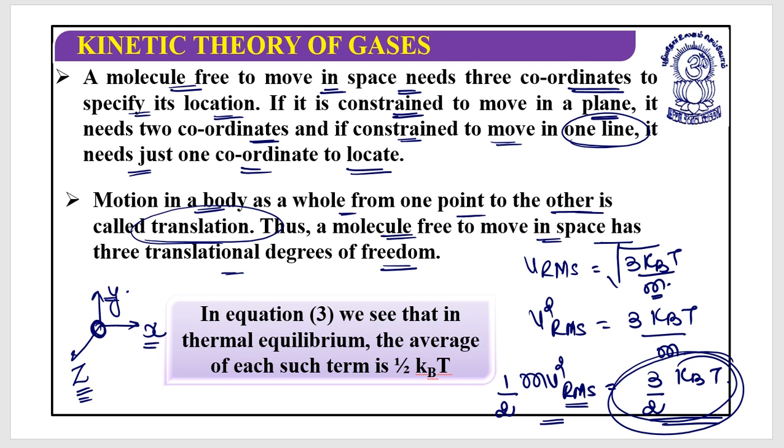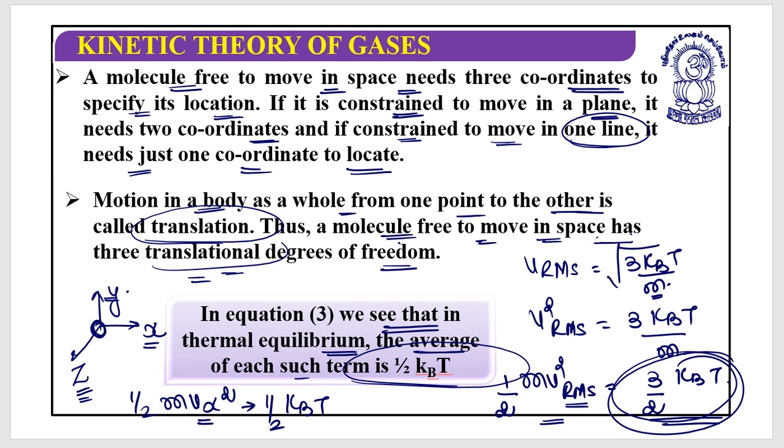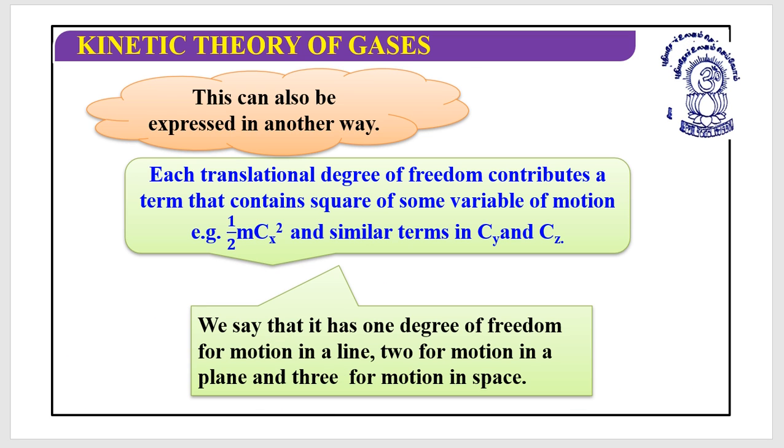As you don't know, you are going to divide this into three equal parts. So if I divide it into three equal parts, for every dimension, half m vx square could have the energy of half kBT. Same is true for half m vy square and half m vz square. So we see that in thermal equilibrium, the average of each such term is half kBT. So a molecule which is free to move in space has three translational degrees of freedom: x, y, and z. I hope this is clear.